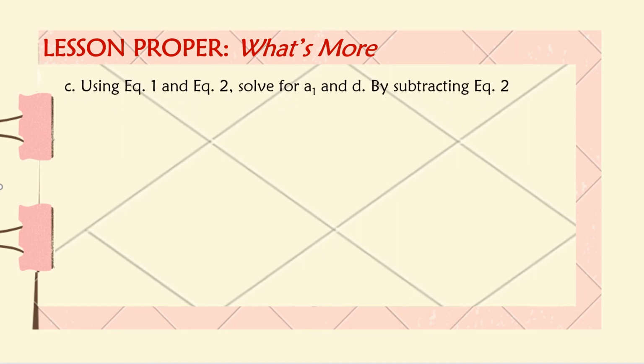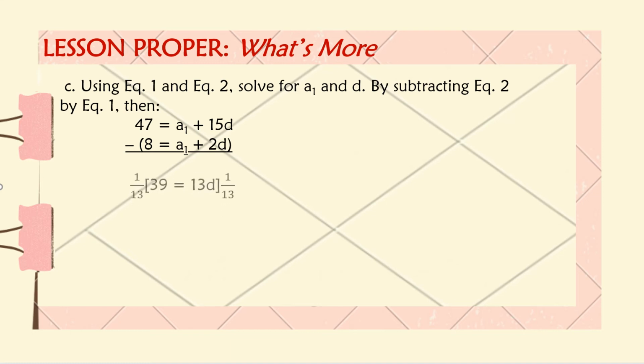Okay? So, using equation 1 and 2, let us solve for A sub 1 and the common difference by subtracting equation 1 from equation 2. Okay? So, this is our equation number 2, yung nakuha natin. And then, subtract natin dun sa equation number 1. Okay? So, that is 8 is equal to A sub 1 plus 2D. So, in this case, makakancel na yung A sub 1. Okay? So, we have 47 minus 8, so that is 39.